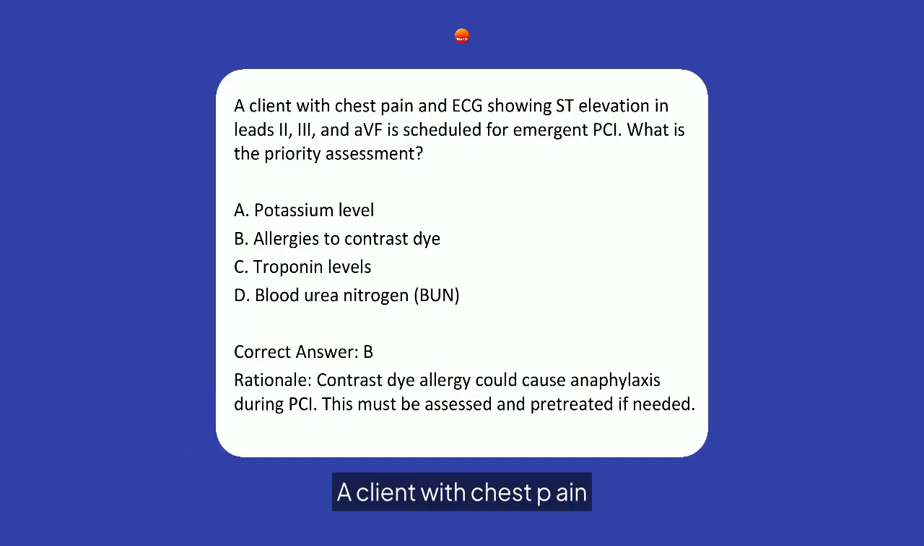A client with chest pain and ECG showing ST elevation is scheduled for emergent PCI. What is the priority assessment? The correct answer is B. Allergies to contrast dye. Rationale: contrast dye allergy could cause anaphylaxis during PCI. This must be assessed and pre-treated if needed.